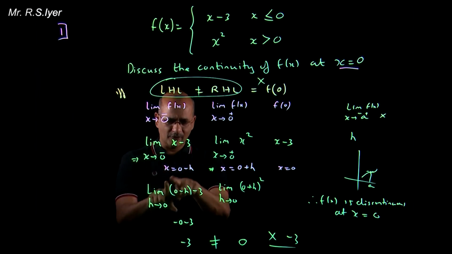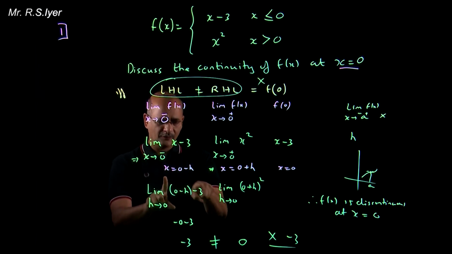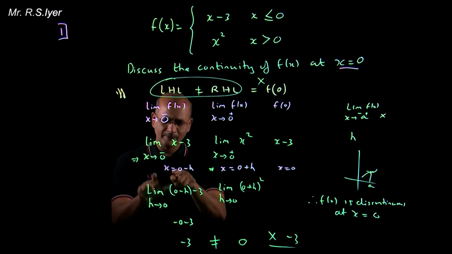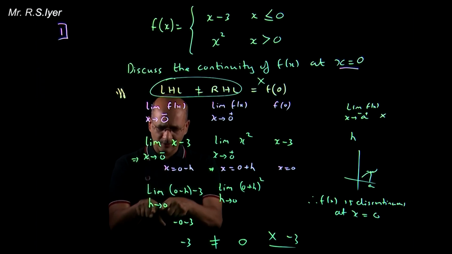But remember, the function is in terms of x, the limit is in terms of x. The function in terms of h, the limit has to be in terms of h. So how do I get the h limit? Very simple, x equals 0. So if x becomes 0 in this case, the h will become automatically 0.